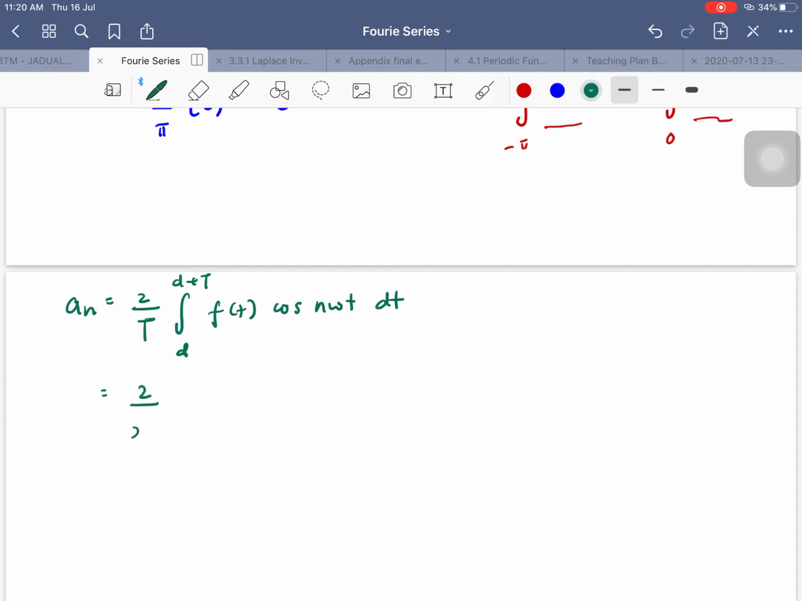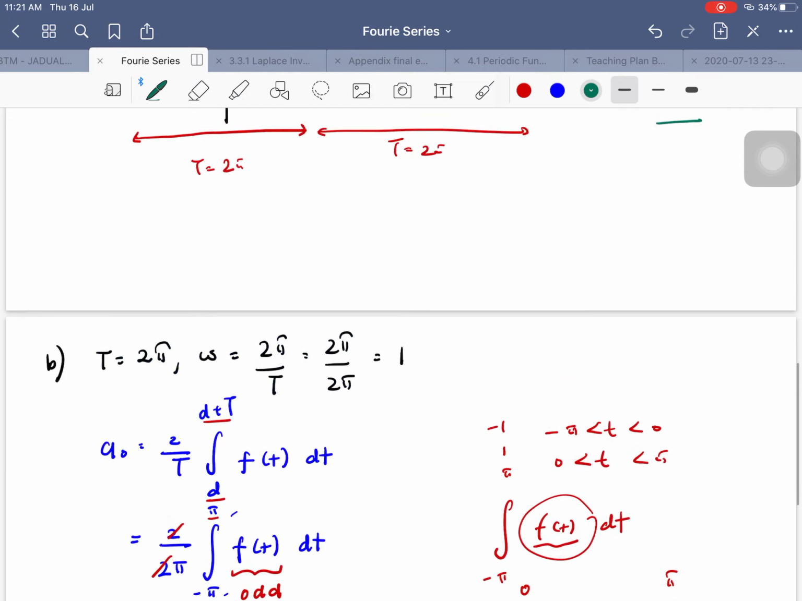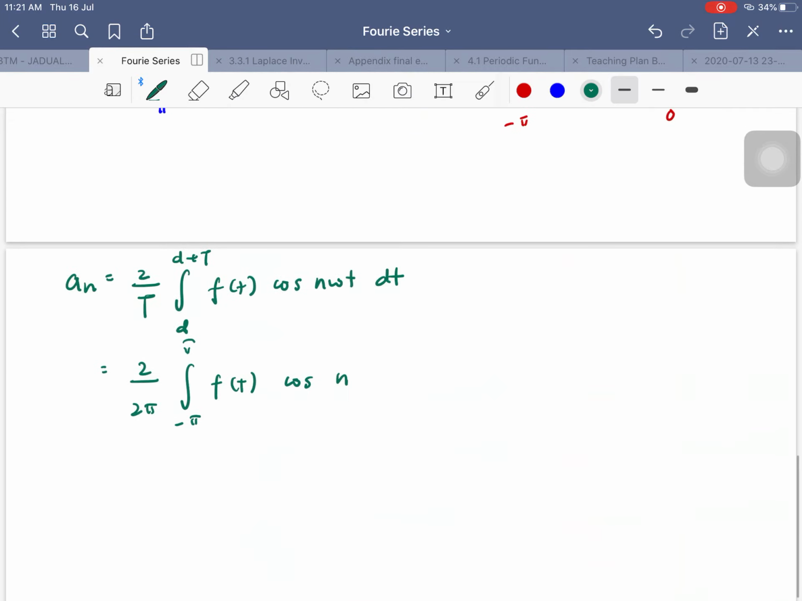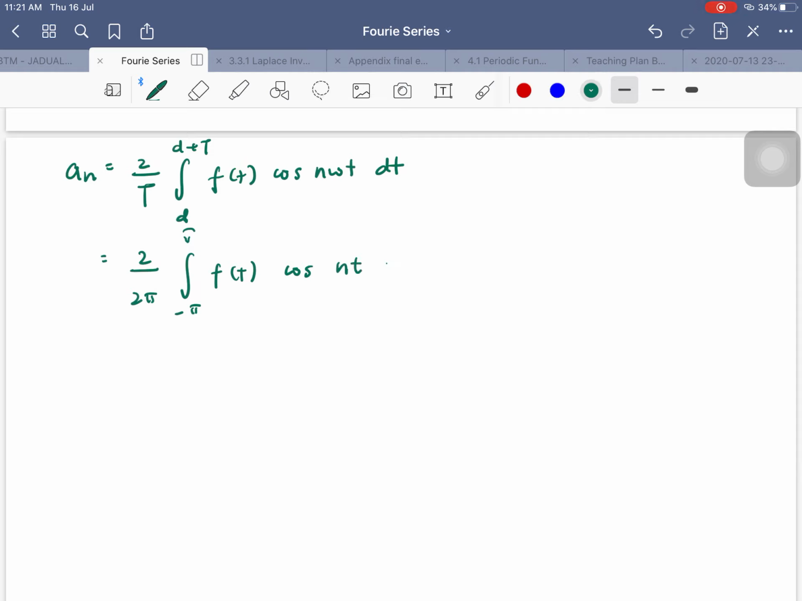Now I'm going to start substituting. I'll end up with 2 over 2 pi. So my integral is going to be the same as before. It's still going to be from negative pi to pi of the function f of t cos of n. So we already know the value of omega. The value of omega is going to equal 1. So I'm going to have cos of nt dt. Right? So we have substituted the value of omega. And I can simplify this a little bit.